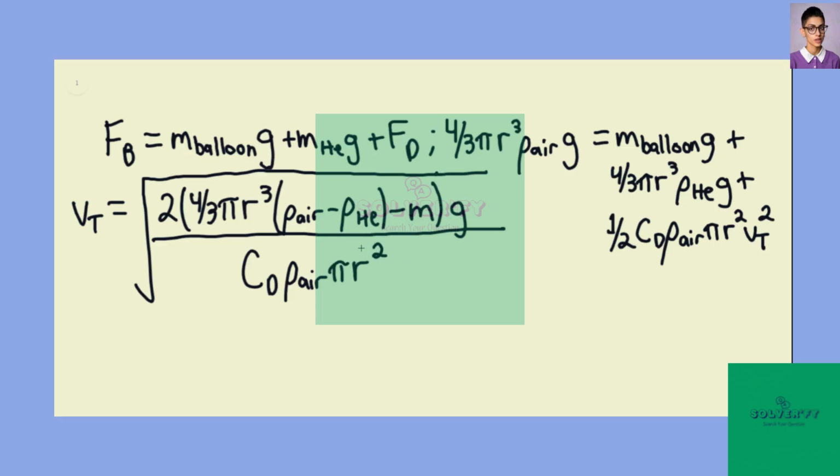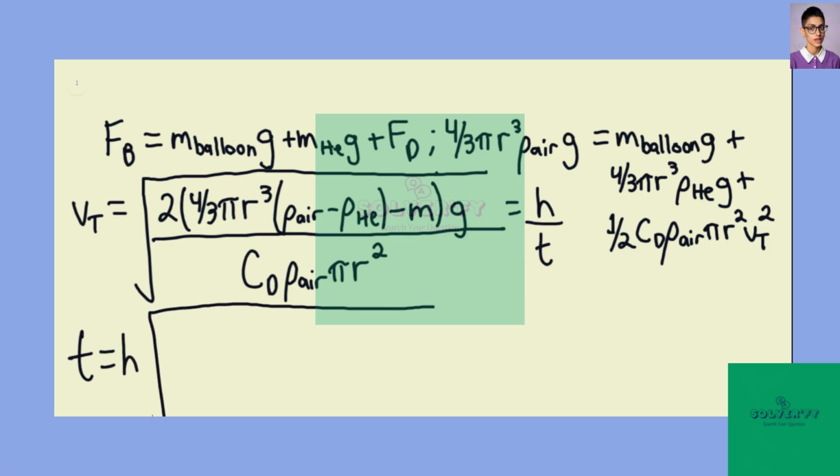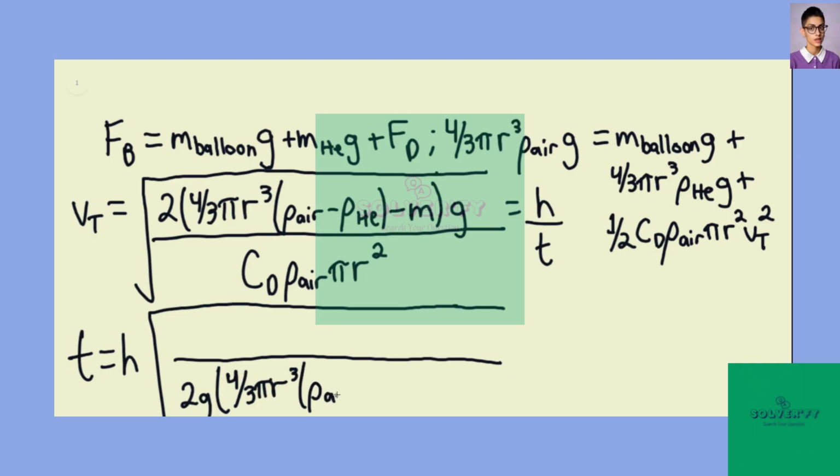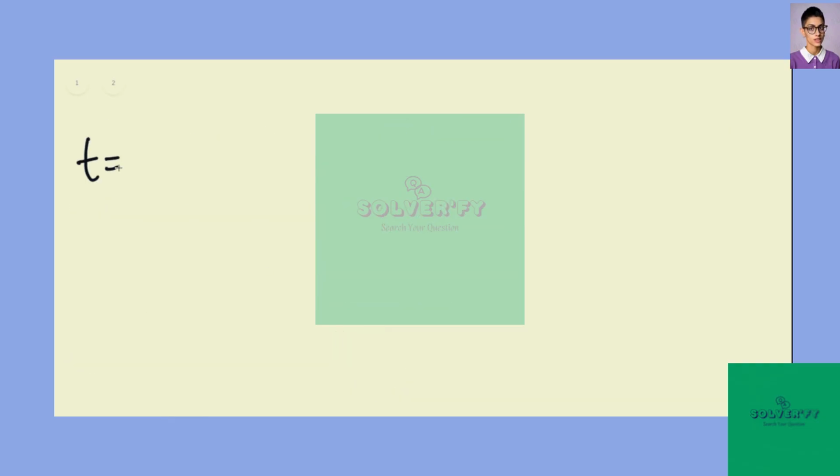And so we can then say that here, this is equal to a height divided by a distance from the definition of what velocity is. And so the time would be equal to the height multiplied by the square root. For the denominator, we have 2 times g times 4/3 pi multiplied by r cubed times the difference in the density of air and the density of helium minus m. And so for the numerator, we have the coefficient of drag times the density of air times pi r squared.